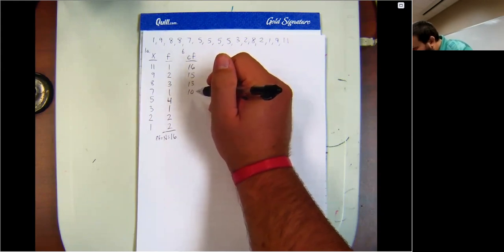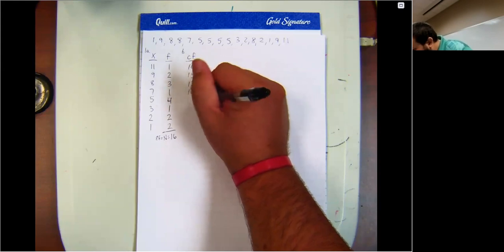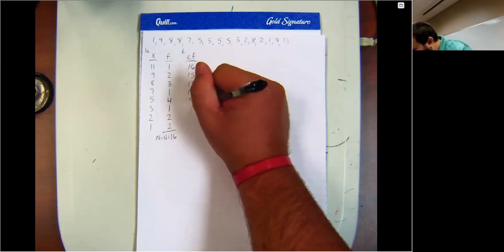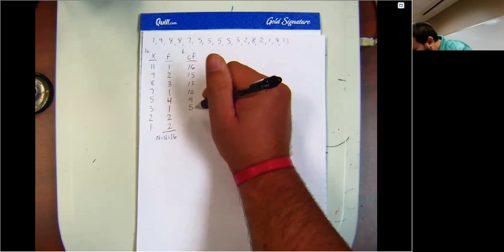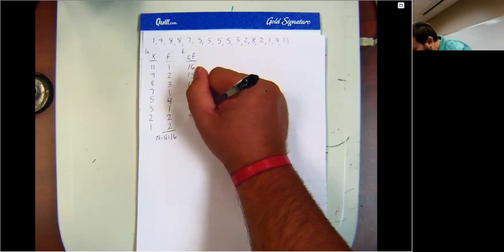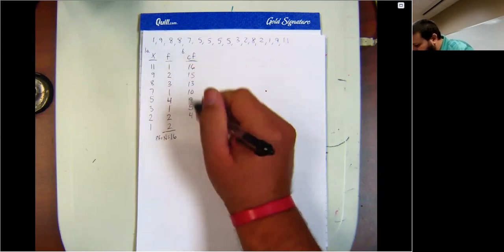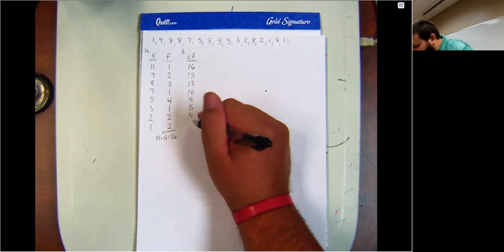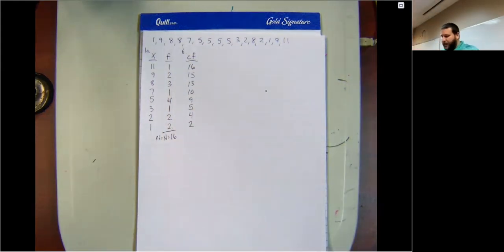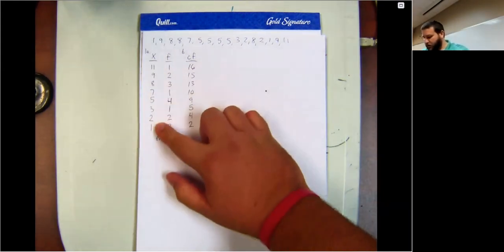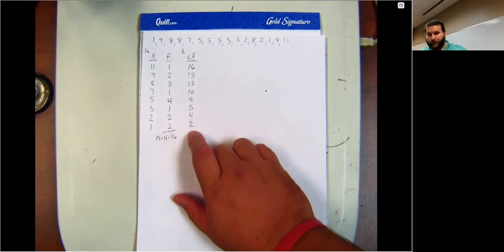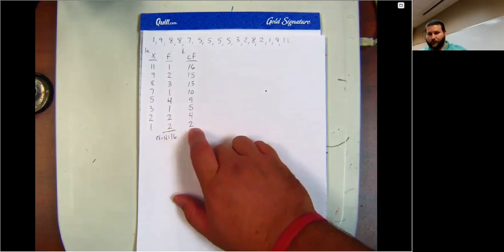How many at 5 or lower? 10 minus 1 is 9. How many at 3 or lower? 9 minus 4 is 5. How many at 2 or lower? 5 minus 1 is 4. And then how many at 1 or lower? Well, there were just 2, right? And there's nobody below that, so the answer is just 2. And because we've listed them high to low, the lowest number on the F column corresponds to the lowest number on our cumulative frequency column.